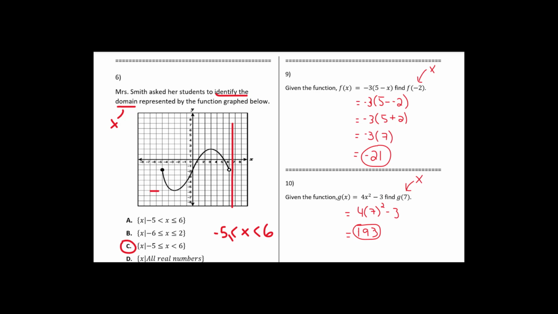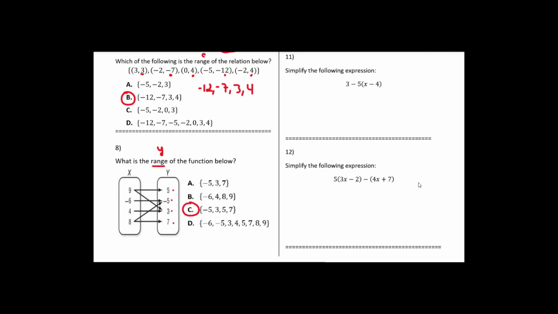So let's go ahead and go on to the next problem, simplifying expressions. So basically what we're going to do is take the number that is outside and multiply by the numbers that are inside. So this would be bring down the 3, negative 5 times x is negative 5x. And then negative 5 times negative 4 is positive 20. Then we're going to combine like terms. So this would be 3 and 20 will be 23 minus 5x. So that's our answer right there.